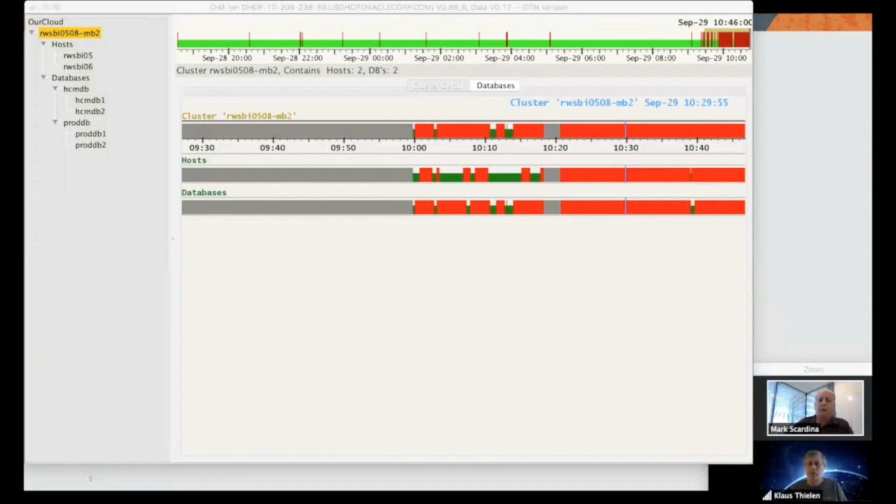Okay, so I see that the hosts and databases are separated. Are these results correlated across them?